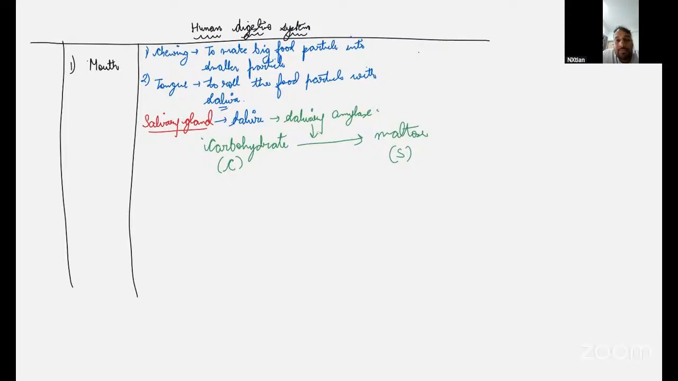Are you getting this? So our mouth will chew it, our tongue will roll it, and carbohydrate, which is complex, will convert into maltose sugar by the salivary amylase. Say yes or no. Yes. So this is the role of salivary amylase.